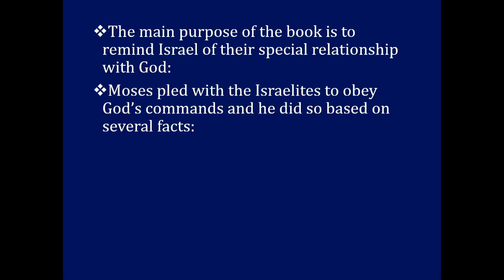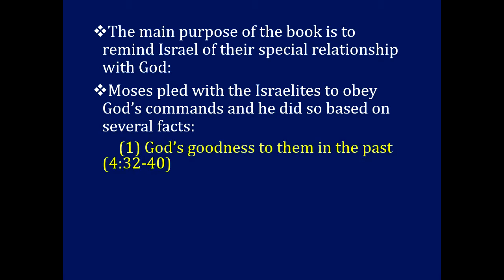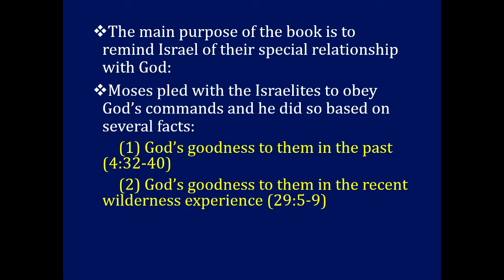Moses pled with the Israelites to obey God's commands, and he did so based on several facts. First, based on God's goodness to them in the past in chapter 4, verses 32 through 40. Again, going back to earlier, it's just reminders, right? Reminding them of all that God has done for them. Second, he's going to remind them of God's goodness to them in the recent wilderness experience. How God had provided them as they journeyed, even when they were in a time of punishment, especially for the second generation. They're watching the first generation die off, and they see even God in the midst of all of this still sustaining them and keeping them as a nation.